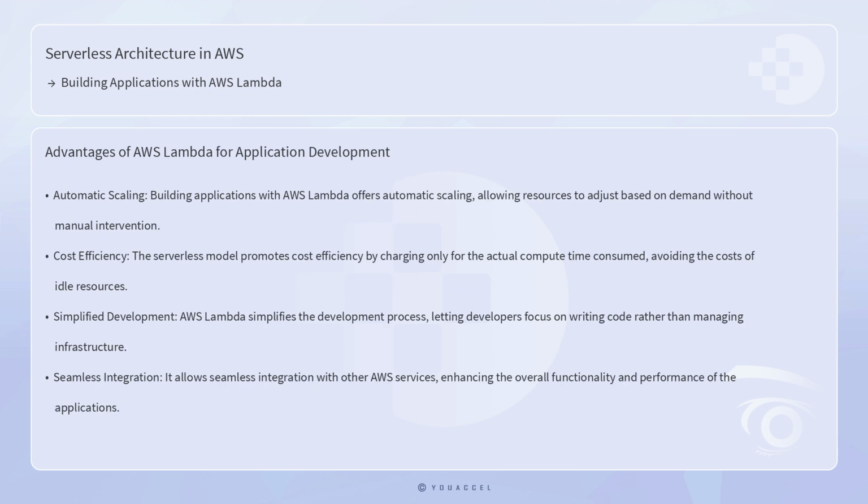In conclusion, building applications with AWS Lambda offers numerous advantages, including automatic scaling, cost efficiency, and seamless integration with other AWS services. The serverless model simplifies the development process, allowing developers to focus on writing code rather than managing infrastructure. Despite challenges such as cold start latency and maintaining state, AWS Lambda's benefits make it a compelling choice for modern application development. By leveraging tools like AWS SAM and AWS monitoring services, developers can build, deploy, and maintain robust serverless applications that meet the demands of today's dynamic and fast-paced digital landscape.